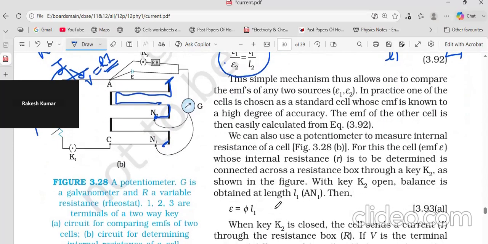This method can also be used to find the internal resistance. I'll tell you how.